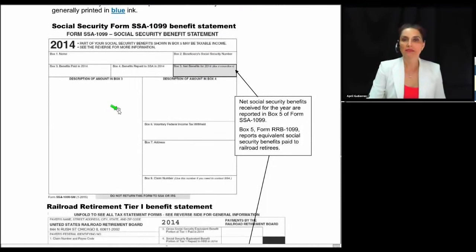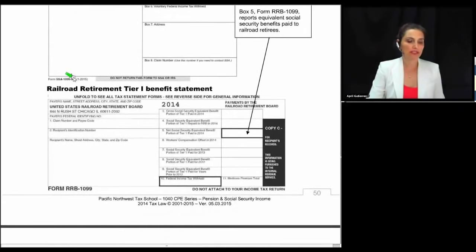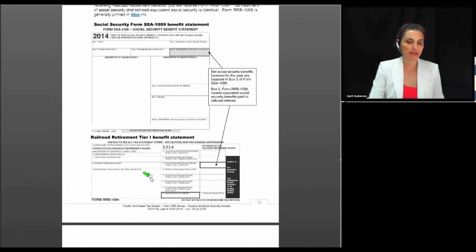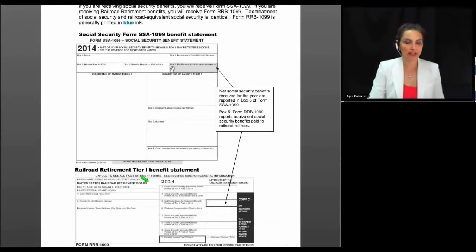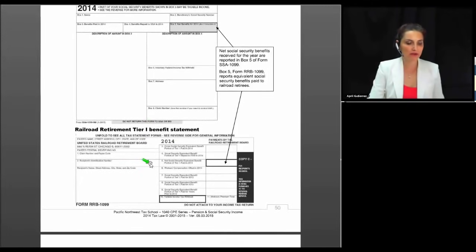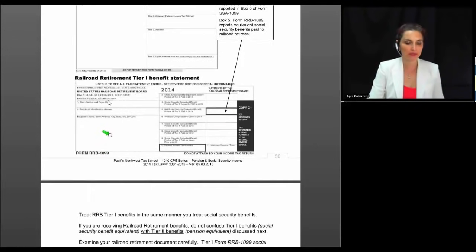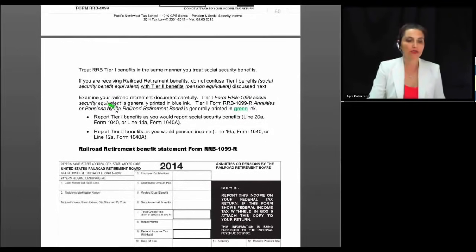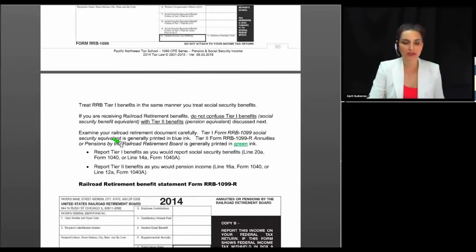Anyway, it is possible that you are receiving the equivalent of Social Security, but you're getting it from the railroad. And if you are receiving railroad equivalent Social Security, instead of getting this 1099 SSA from Social Security, you're going to get a Form RRB 1099. And the RRB 1099 is the equivalent of Social Security, and it is taxed in the same way as Social Security. You can see Box 5 of Form SSA 1099 and Box 5 of Form RRB 1099 are for the same purpose, and they're to show the amount of Social Security benefits received during the year. So Tier 1 Railroad is Social Security Railroad.